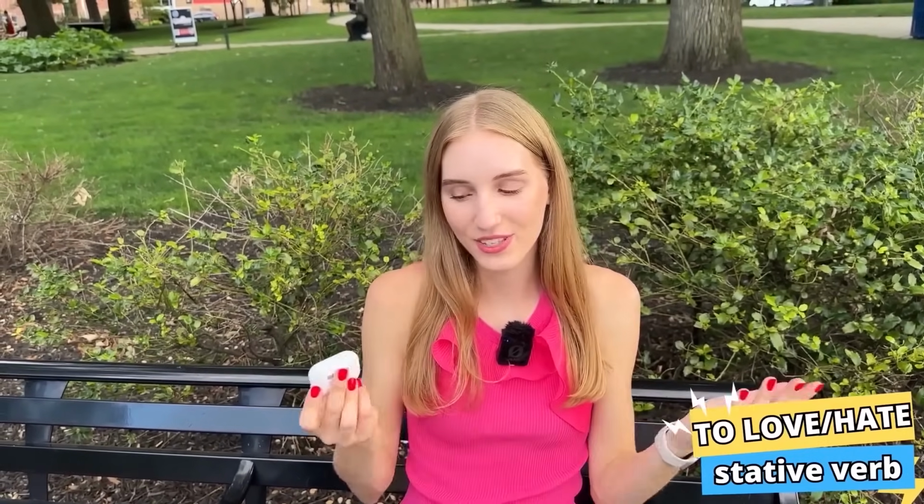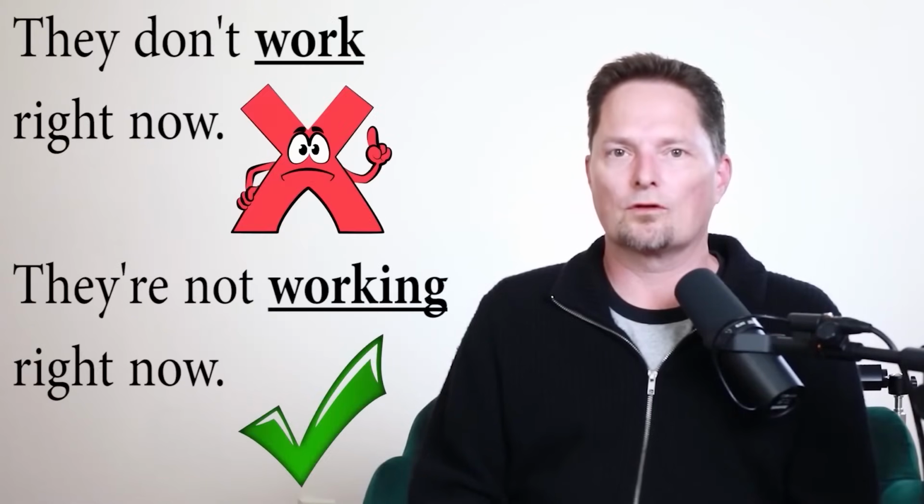I hate when they don't have any battery. Like they don't work right now, so I can't use them. I cannot say they don't work right now. Because it's right now, I have to use a continuous action. I have to say they're not working right now. I cannot use the simple verb. The simple verb is for a routine. So remember, if you say right now, use a continuous verb, working. They're not working right now. They're broken. Let's practice. Are they working right now? That's right, they're not working right now. They're broken. This is also not correct.